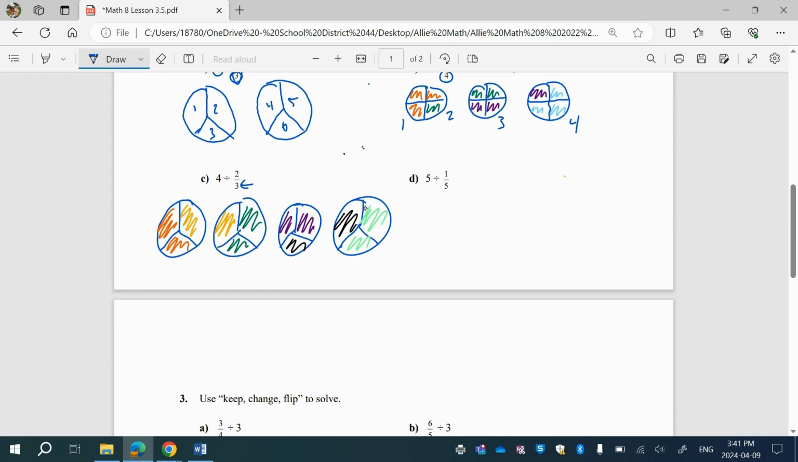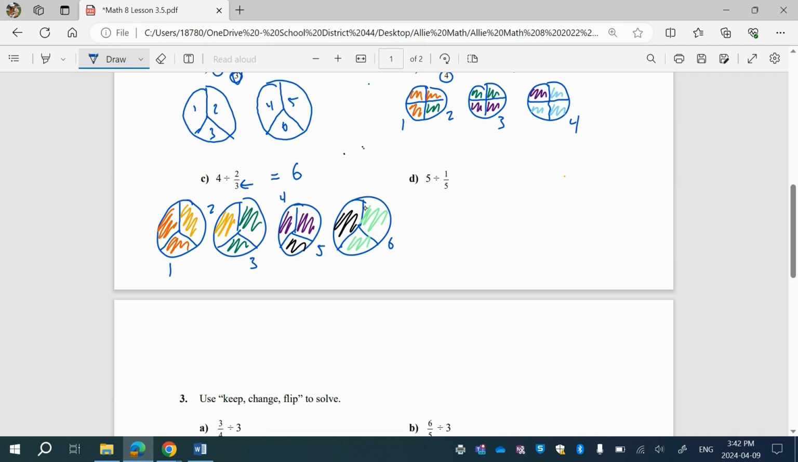So let's count them up. The red is 1. The orange is 2. The green is 3. The purple is 4. The black is 5. And this neon green is 6. So the answer is 6. You can get 2/3 out of 4 6 times.